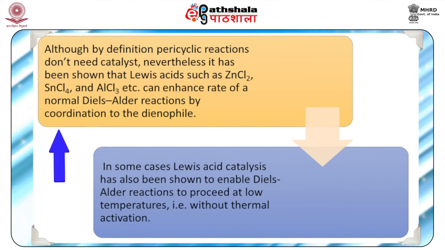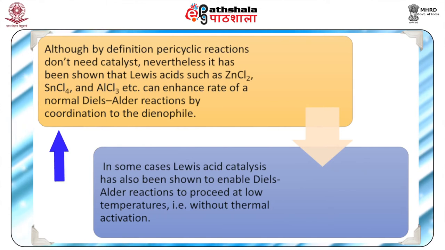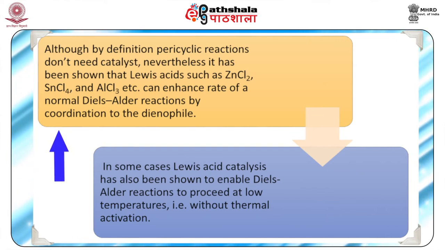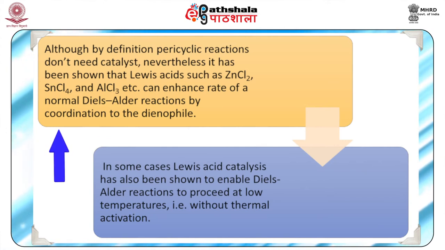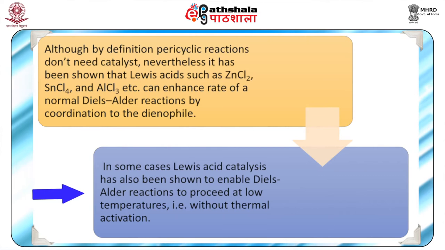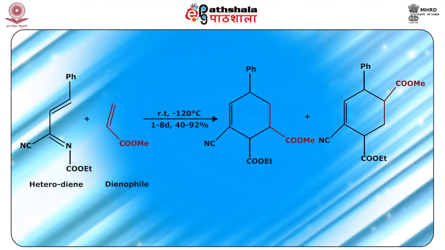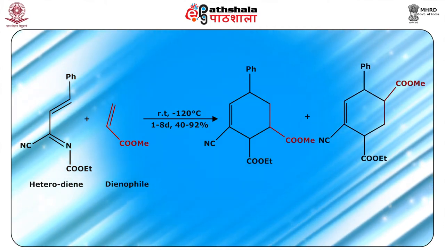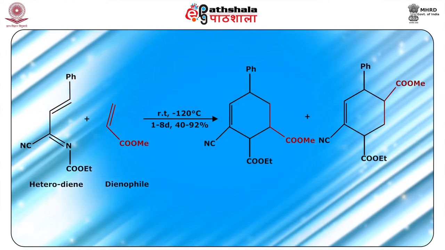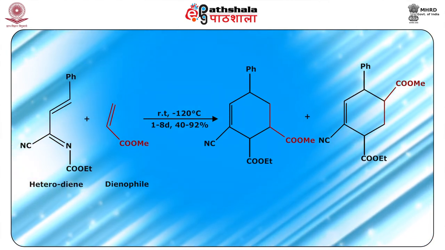Although by definition, pericyclic reactions don't need a catalyst, nevertheless, it has been shown that Lewis acids such as zinc chloride, tin chloride and aluminium chloride can enhance the rate of a normal Diels-Alder reaction by coordination to the dienophile. In some cases, Lewis acid catalysis has also been shown to enable Diels-Alder reactions to proceed at low temperatures, that is, without thermal activation. Hetero-Diels-Alder reactions are also known, where at least one of the reactants, the diene or dienophile, has a hetero atom, such as nitrogen, oxygen or sulfur, taking part in the cycloaddition reaction.